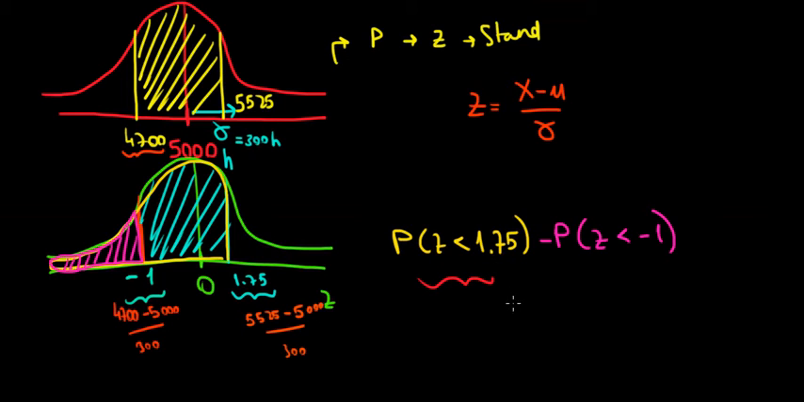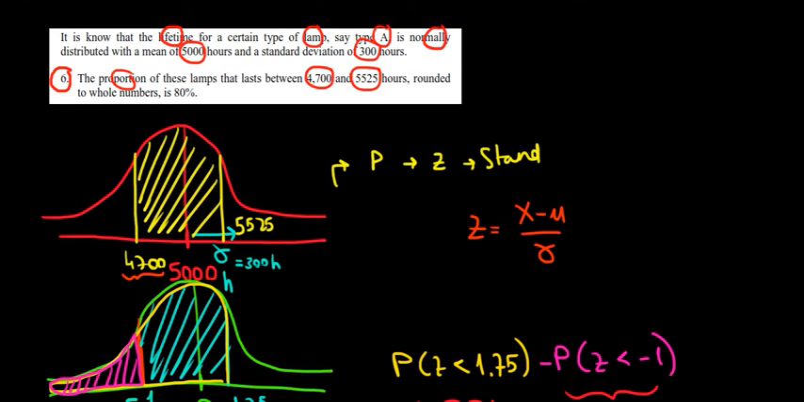If we have a look in the table, this proportion is equal to 0.9599 minus the proportion that z is less than minus 1, which is equal to 0.1587, and the difference between them is equal to 0.80 if we round it. So 0.80 means 80%. If we have a look at the answer key, that specific proportion rounded is 80%. So the answer is true, and that's it.